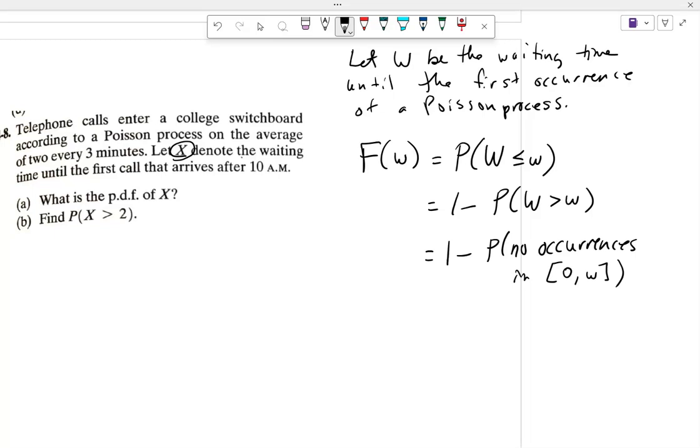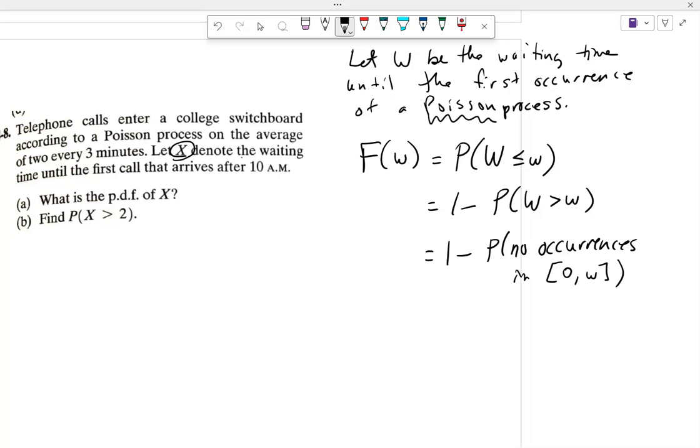Well, if W is the waiting time until the first occurrence, and I want W to be greater than little w, then I didn't have any occurrences at all from 0 up until w for certain. Right? Okay. What kind of process are we doing?